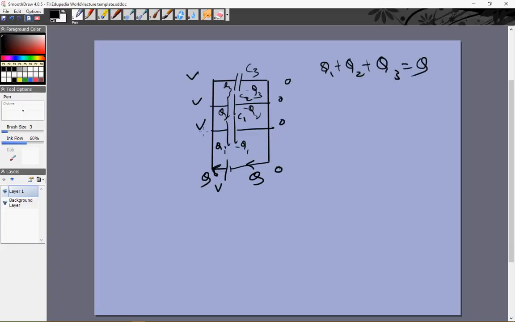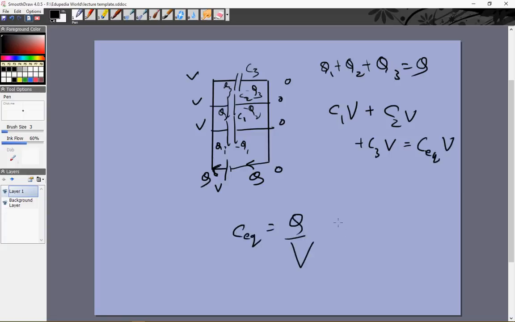What is Q1? That is C1 into V minus 0, that is C1V. So Q1 is C1V, Q2 is C2V, Q3 is C3V. And what is Q? It is C equivalent into V, because C equivalent is defined as Q by V. Right? From that, the result I get is C equivalent is equal to C1 plus C2 plus C3. So we've done both the results for capacitors and resistors for series and parallel.